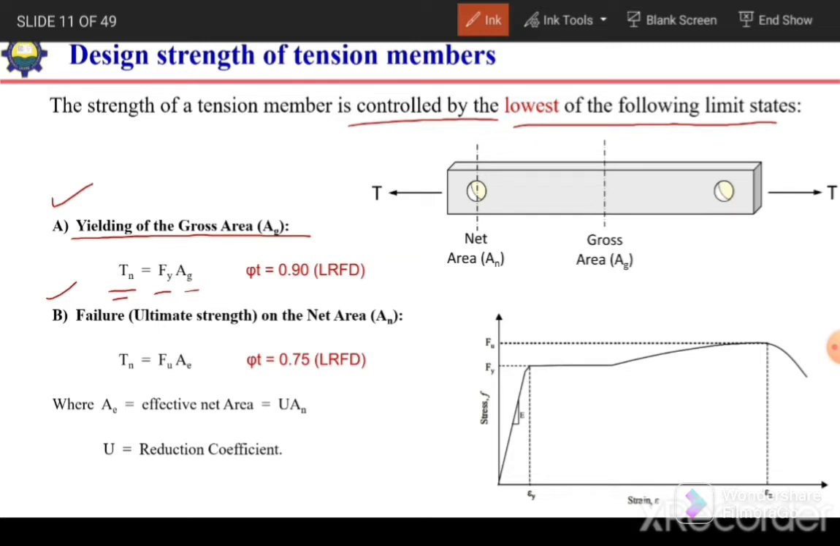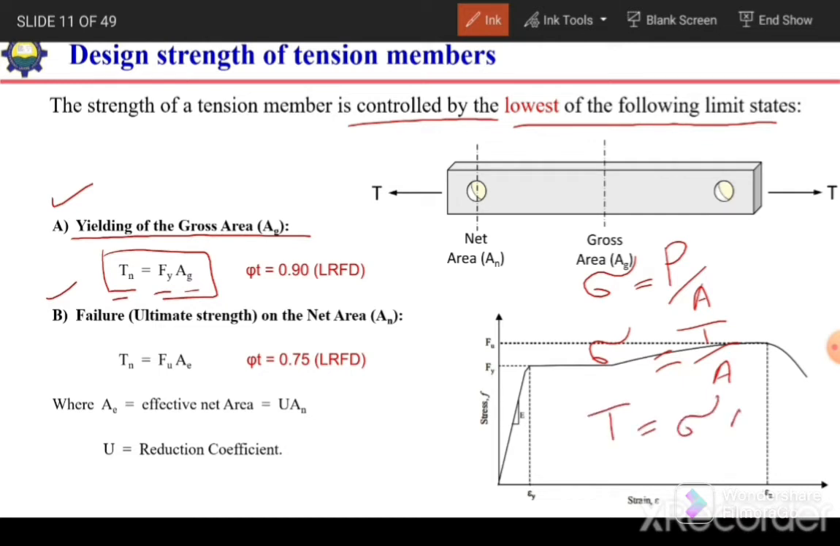We need to understand from where this equation comes. We know that if an axial load is acting on a member, then stress sigma is equal to P over A if it is a compression load, and if it is a tension load, then we can write sigma is equal to T over A. If I rearrange this equation, T is equal to sigma times A. Here, this is the stress under the application of this applied load.